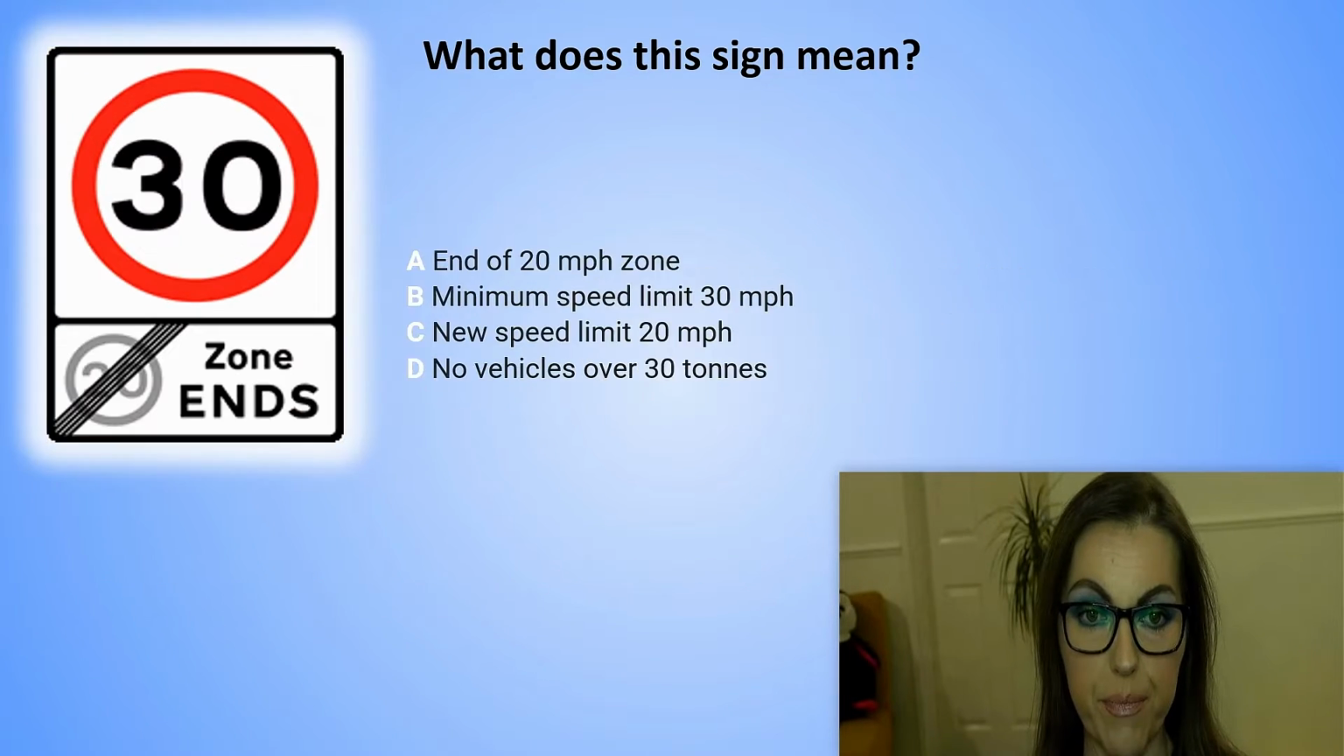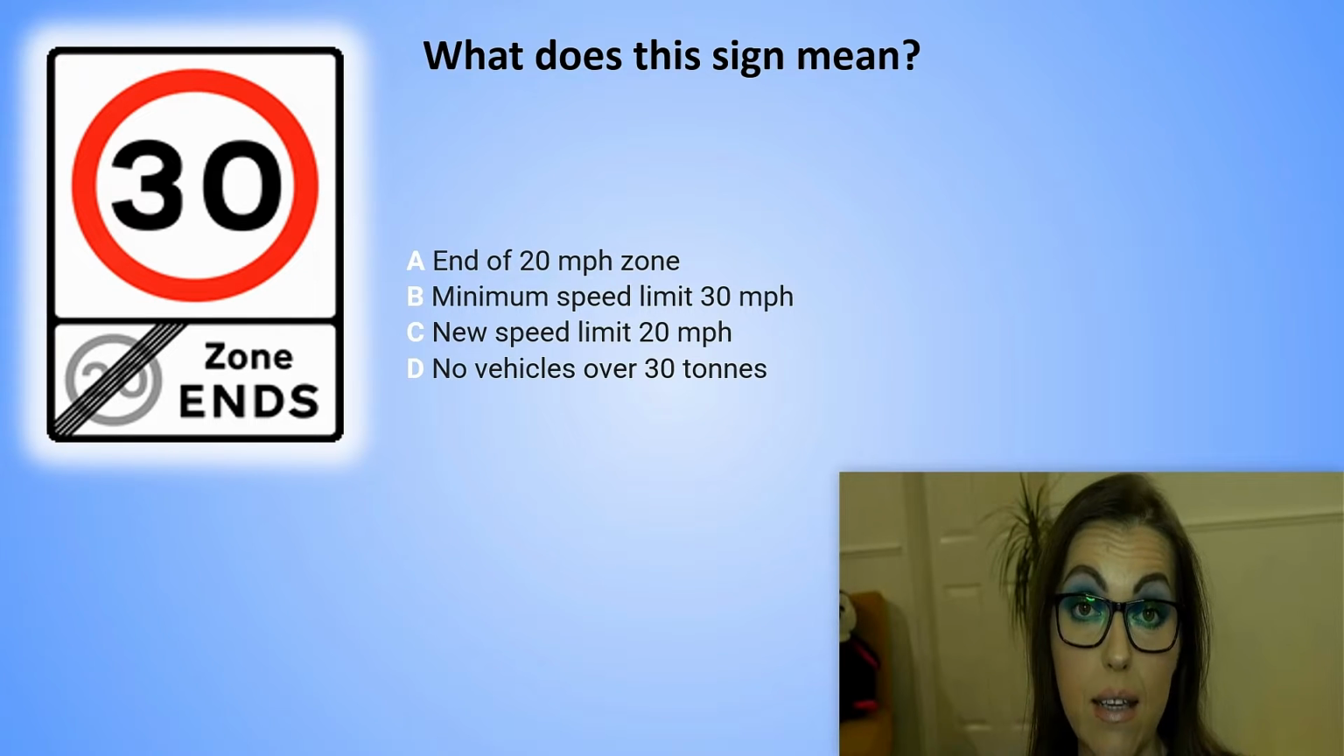Next question. What does this sign mean? A. End of 20 miles per hour zone. B. Minimum speed limit 30 miles per hour. C. New speed limit 20 miles per hour. D. No vehicles over 30 tons.